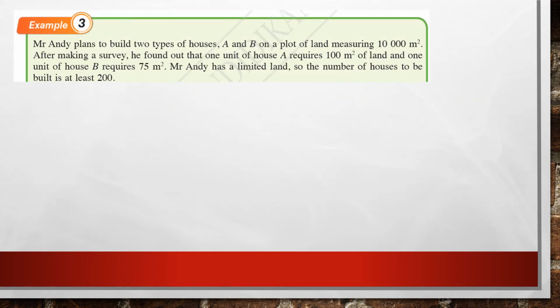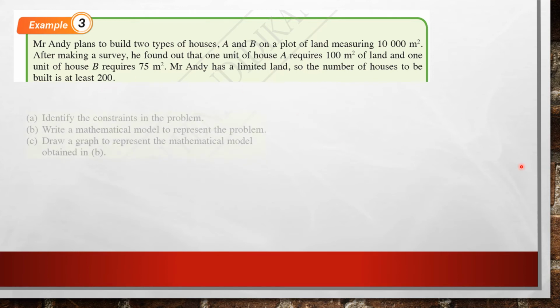Next, we look at example 3. Mr. Andy plans to build two types of house, A and B, on a plot of land measuring 10,000 meters square. After making a survey, he found out that one unit of house A requires 100 meters square of land and one unit of house B requires 75 meters square. Mr. Andy has limited land, so the number of houses to be built is at least 200.